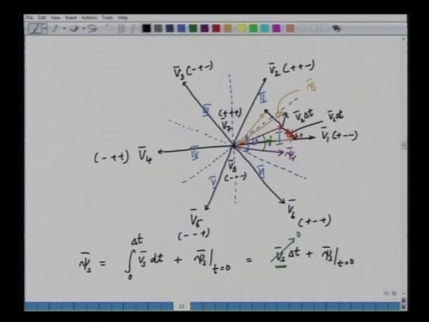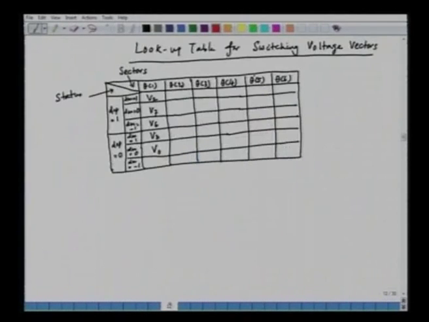So, if both are to be reduced, which vector shall we apply? We can apply in this case V5. Now, if you apply V5, the vector will be moving in this direction. So, we have a reduction in gamma, also reduction in the magnitude of the flux. The resultant in this case will be somewhere here, and this will lead to a reduction in the flux magnitude as well as reduction in the angle gamma, which is the angle between the stator flux and the rotor flux. So, we satisfy both the flux and the torque status. So, we will have here this is V5.